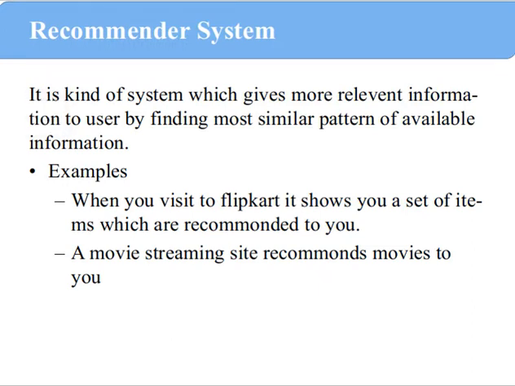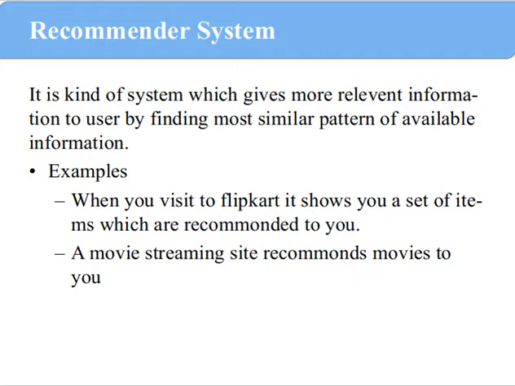So here we have the recommendation system. So the question is what exactly the recommendation system is. It is a kind of system which gives you the more relevant information to the user by finding more similar pattern of available information. So here there is an interaction between the users and items, and whenever a user wants to purchase an item, a set of items gets suggested to it so that the user can easily get what he wants to buy.